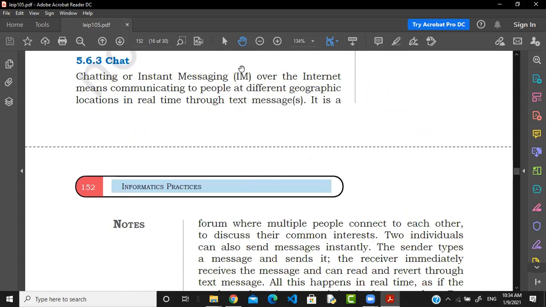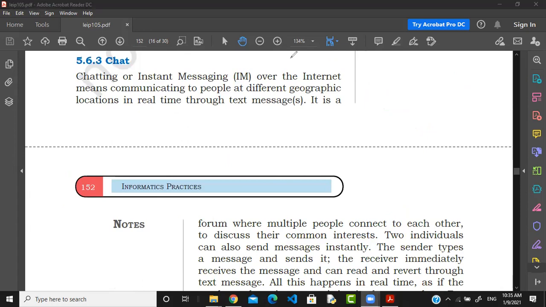The next most important component is chat. What is the meaning of chatting? We are very familiar with chatting, or this is known as instant messaging. Remember this full form. What is the full form of IM? Instant messaging.